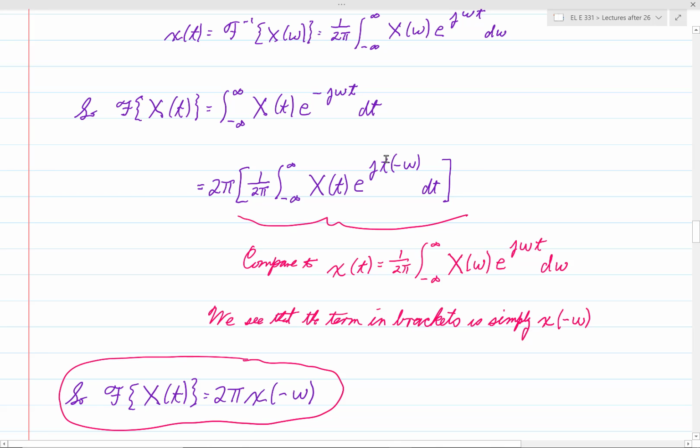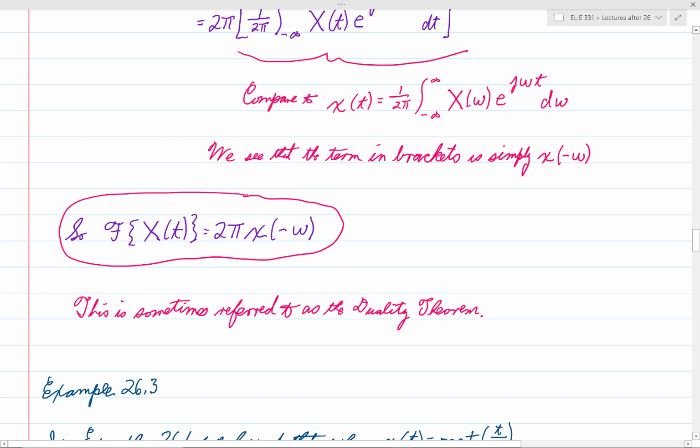So, like I say, down here you have t, up there you have negative omega. So down here where you have x of t, up here it's x of negative omega. And so once we have observed that the term in brackets is little x of negative omega, then we have our final result very quickly. F, the Fourier transform of capital X of t, is 2 pi times little x of negative omega.